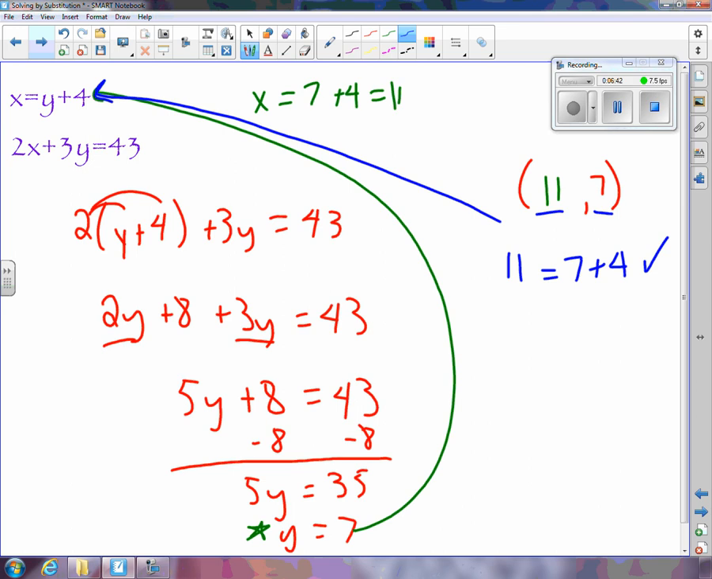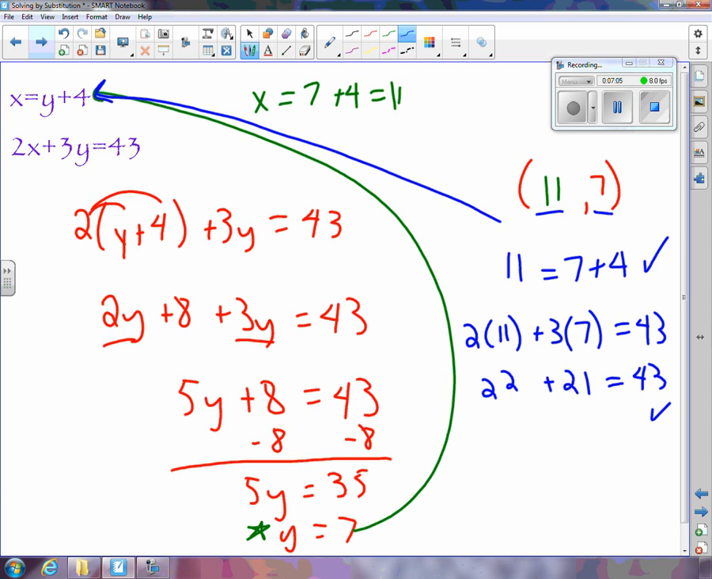Now let's try to do the same thing with the second equation. So 2 times 11, because that's the x value, plus 3 times 7, because that's the y value, should equal 43. So let's make sure that that actually works. This is 22, this is 21, and that does equal 43, so it worked.